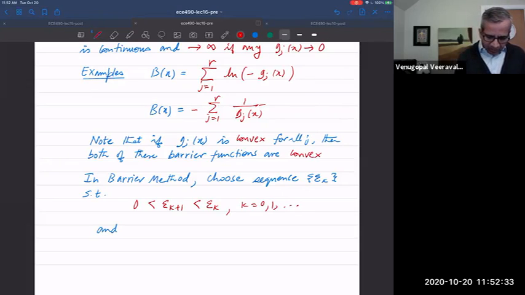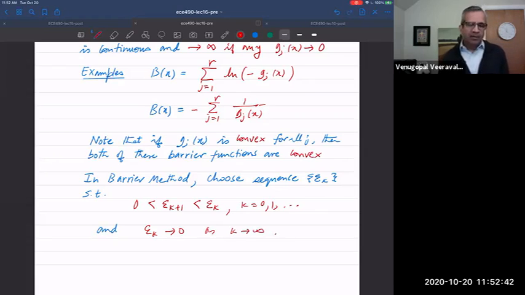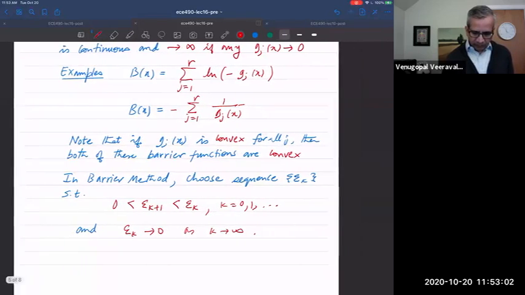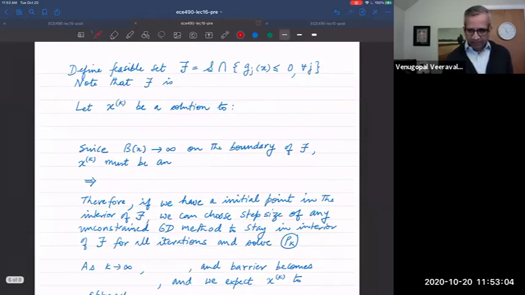And also we'll make it go to 0. So there are various ways in which you can do that. For example, 1 over k is an option for epsilon. Or you can make it go faster, like geometric, like 2 to the minus k or something. So we want epsilon k to monotonically go to 0 as k goes to infinity. Okay, and then what do you do with it?